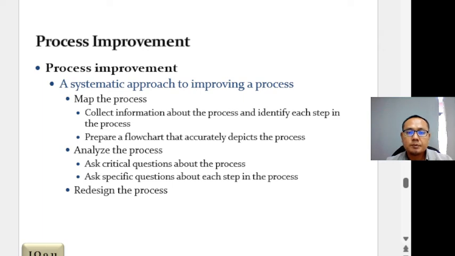Process improvement is a very systematic approach to improving processes. It involves documentation, measurements, and analysis for the purpose of improving the functioning of a process. Typical goals of process improvement include increasing customer satisfaction, achieving higher quality, reducing waste, reducing cost, increasing productivity, and reducing processing time.